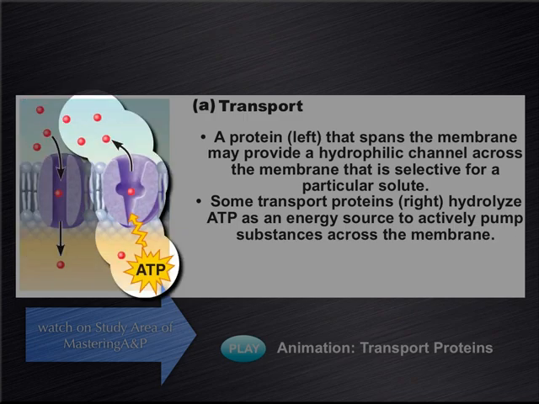Now, this section of the picture shows us a pump protein. Looks like it's using ATP for energy, which means that this is probably going to move molecules against the concentration gradient.